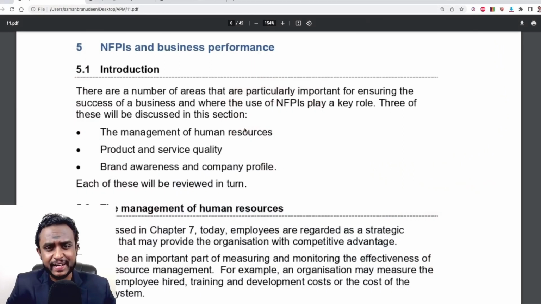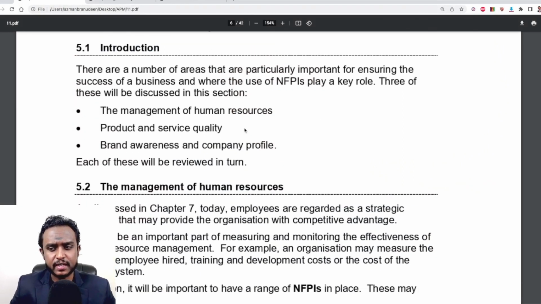Welcome back. We will be looking at the general context of non financial performance indicators in this segment from three major perspectives. And those three, prescribed for you in the exam or in the syllabus, are the management of human resources, product and service quality, and brand awareness and company profile. So pay attention to these things.